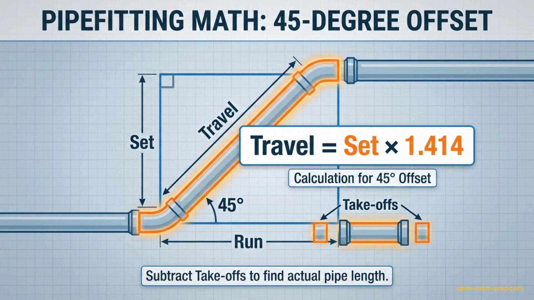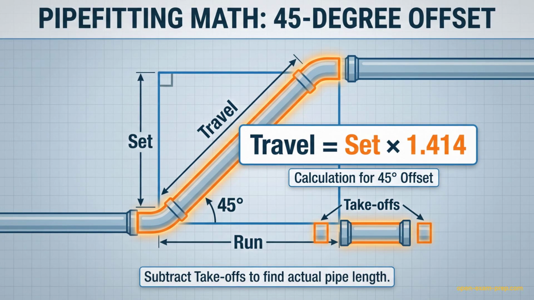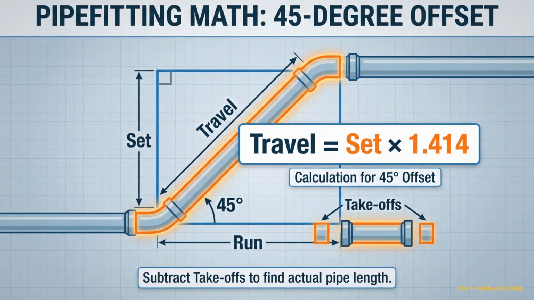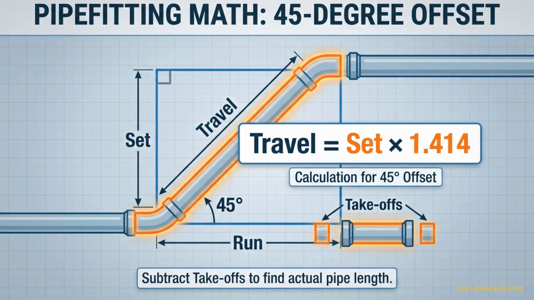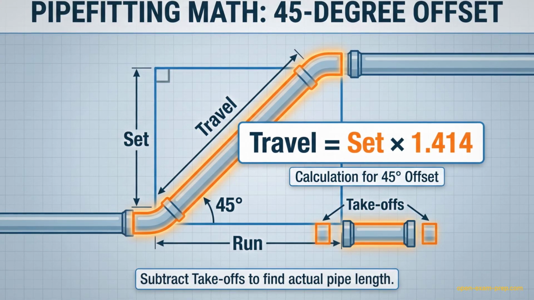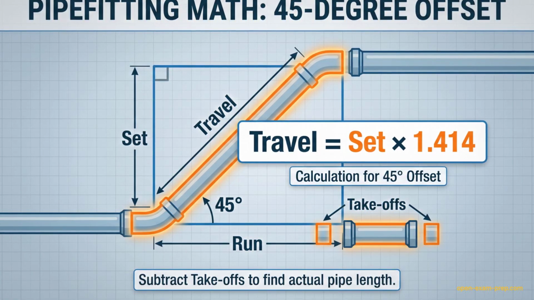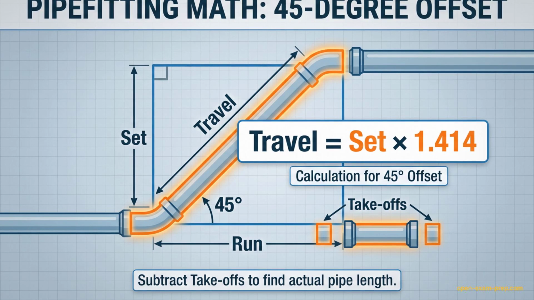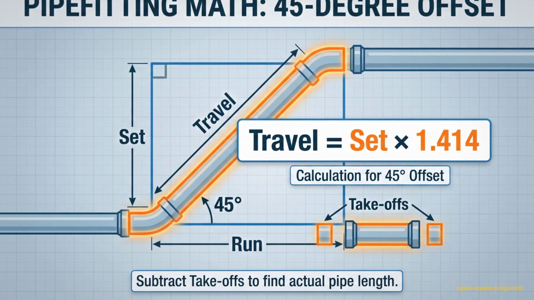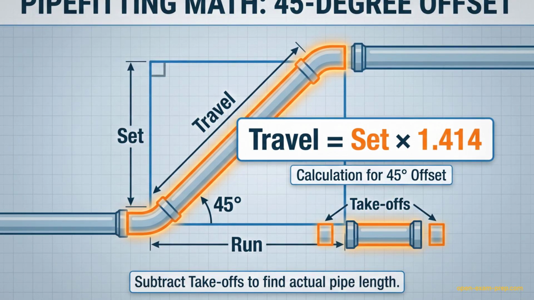Pipefitting math is where many candidates struggle. The most fundamental calculation is the simple 45-degree offset. When a pipe needs to step over an obstruction, you have three key measurements: the set, run, and travel. For a 45-degree offset, the formula is fixed. The travel, which is the actual length of the pipe in the offset, is the set multiplied by 1.414. The run is equal to the set. Forgetting to subtract the fitting takeoffs from the calculated travel is a common error on the exam.